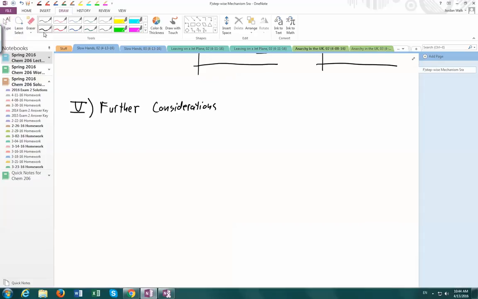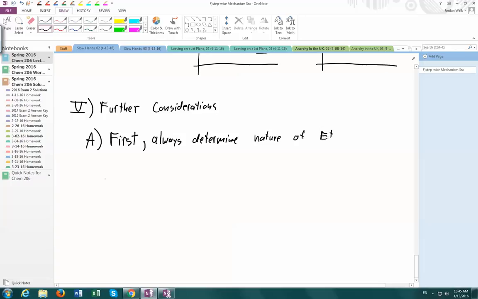All right, so further considerations, and this is going to take us pretty much through the end of the week. Again, the first thing we want to do is always determine the nature of the electrophile. Methyl or primary is going to lead to an SN2 reaction. A tertiary will lead to an SN1 reaction. A secondary, either is possible. So we keep going forward.